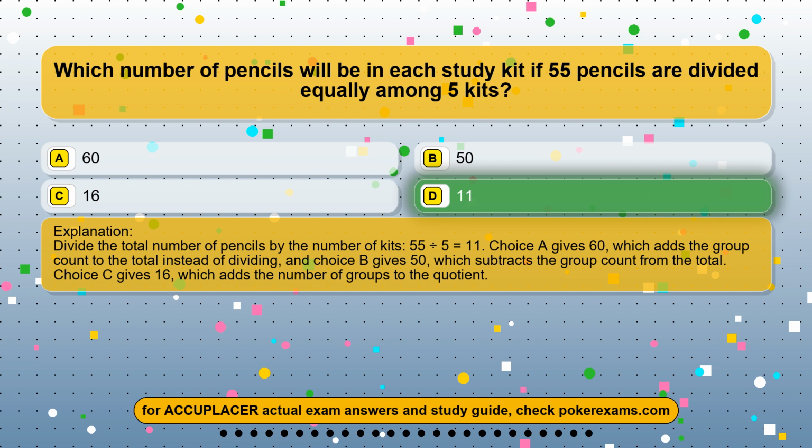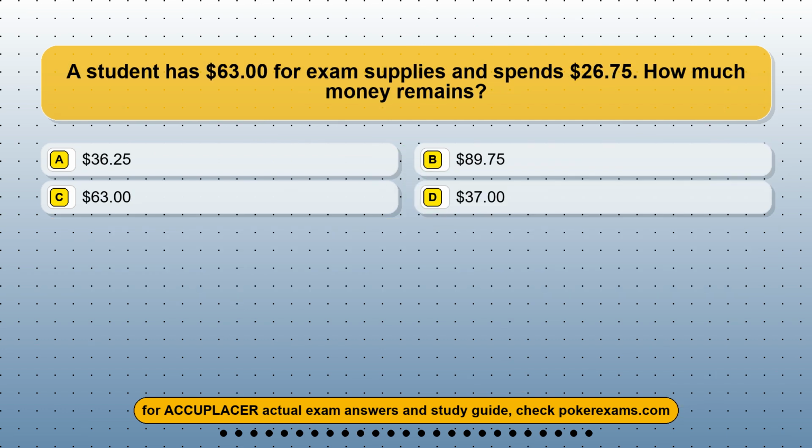Choice A gives 60, which adds the group count to the total instead of dividing, and choice B gives 50, which subtracts the group count from the total. Choice C gives 16, which adds the number of groups to the quotient. Question 3. A student has $63 for exam supplies and spends $26.75. How much money remains?